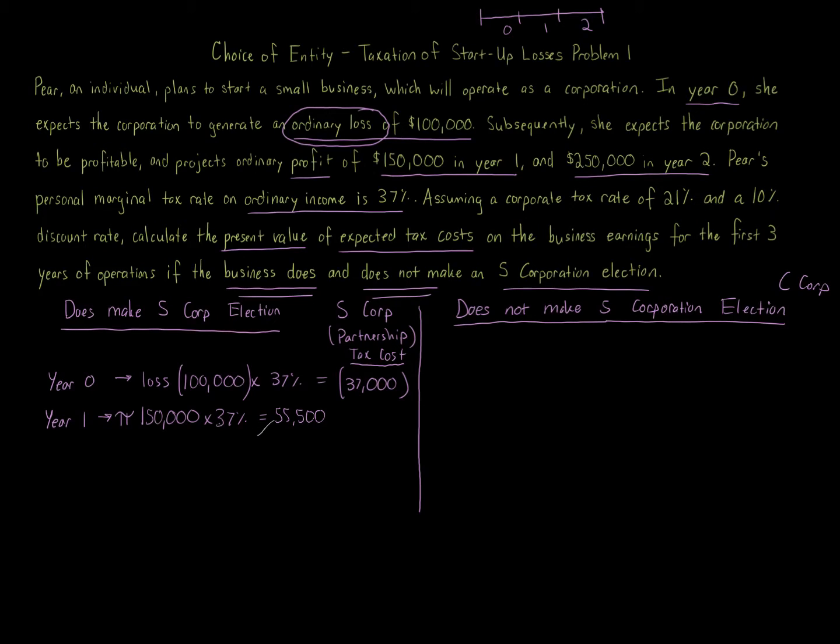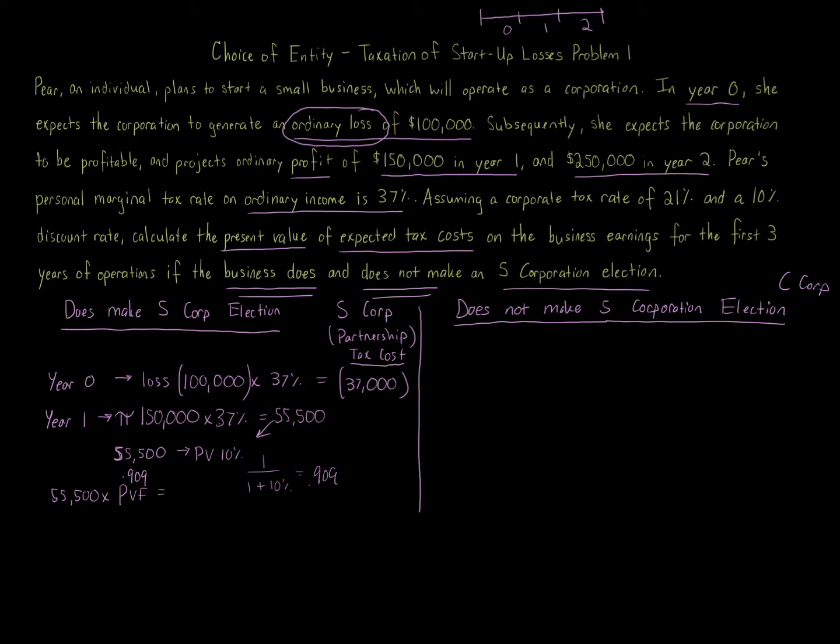Okay, so we're going to take the $55,500 of tax costs, but we have to present value that considering the effect in today's dollars, in year zero dollars. So we're going to present value that using a 10% discount rate. What we're going to do is take $55,500 and multiply that by the present value factor, which we get using a 10% discount rate: 1 over 1 plus 10%, or 0.10, which equals 1 over 1.10. And if we do that calculation, rounding to 3 decimal places, we get 0.909. So the present value factor is 0.909.